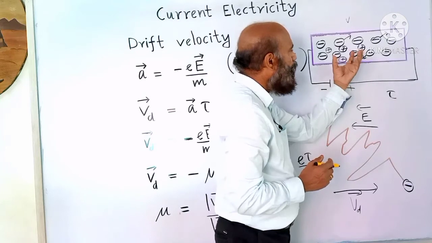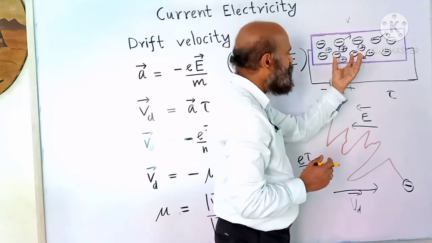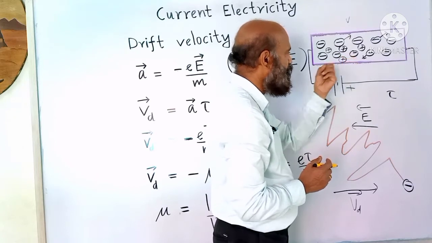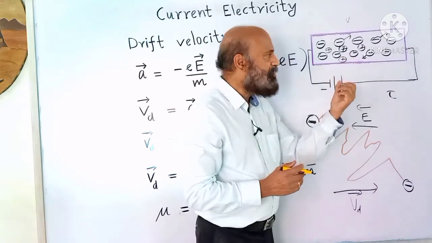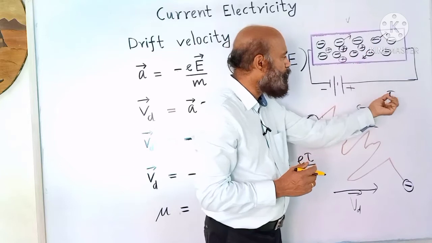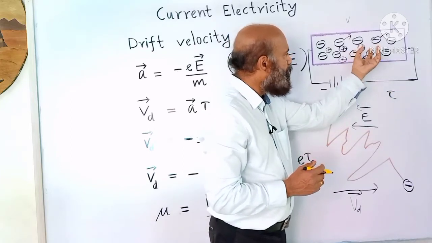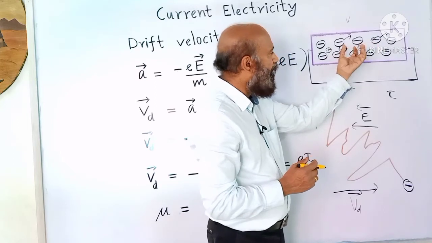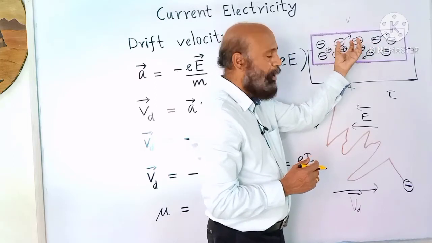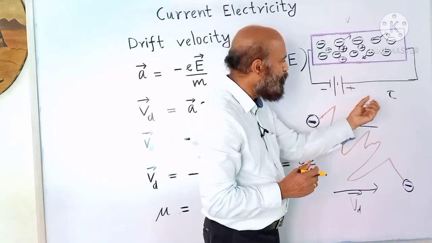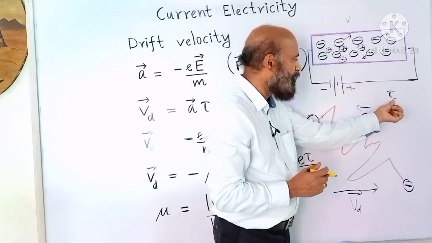These electrons experience a force. Because of that, there will be an acceleration. But that acceleration can act only for a short interval tau, because before that, the electron will collide with other atoms, ions or electrons. So acceleration can act only for a short interval tau. This is the Greek letter tau.